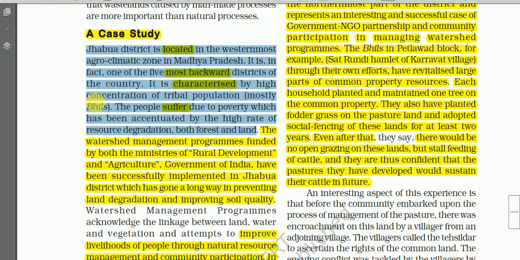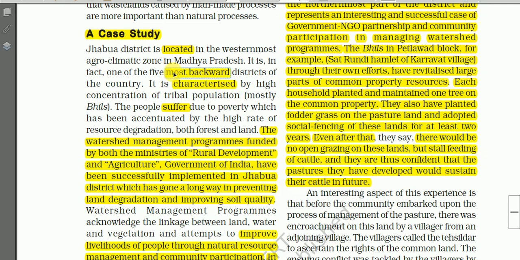About the problems. This district is one of the 5 most backward districts of India, and it is mainly inhabited by Bhil tribes, and these tribes have been suffering due to poverty, which has been increasing at a very high rate because of this resource degradation, that is both forest and land are degraded.